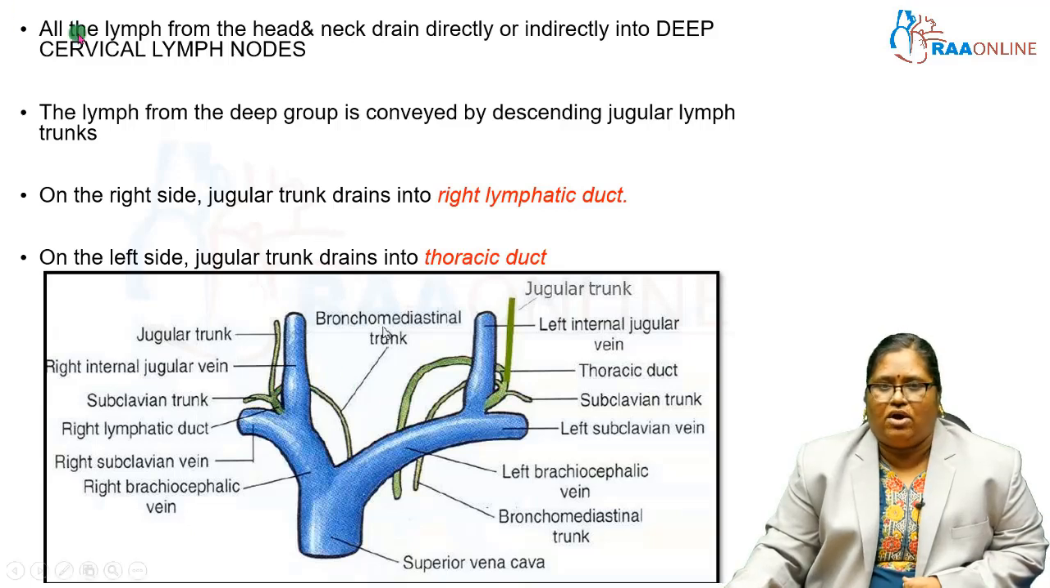That is, all the lymph from the head and neck drains directly or indirectly into the deep cervical lymph nodes. On the right side, what happens? Everything is conveyed by the jugular lymph trunk. On the right side, the jugular trunk drains into the right lymphatic duct, and on the left side, it drains into the thoracic duct. This point is very, very important.